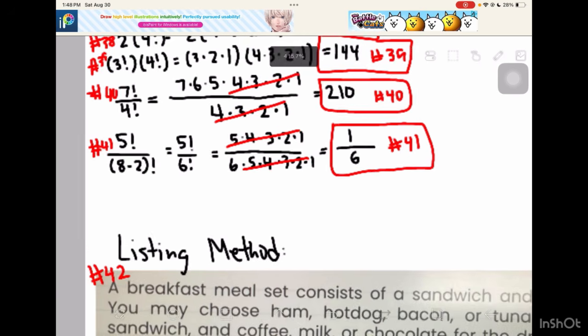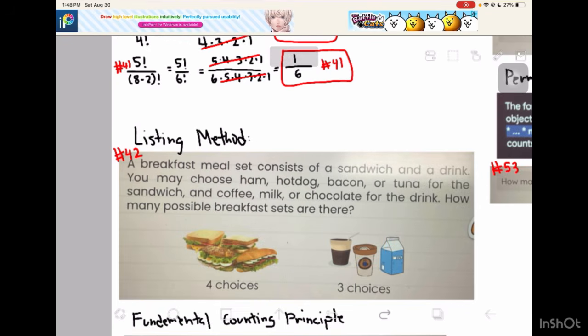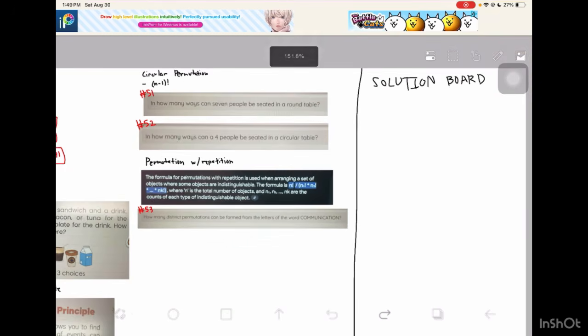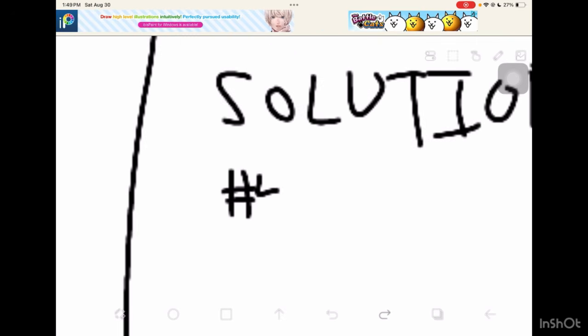Alright, next is the listing method. This is part of the fundamental counting principle, so let's read the problem. A breakfast meal set consists of a sandwich and a drink. You may choose ham, hot dog, bacon, or tuna for the sandwich, and coffee, milk, or chocolate for the drink. How many possible breakfast sets are there? Let's put this in our solution board. So this is number 42.